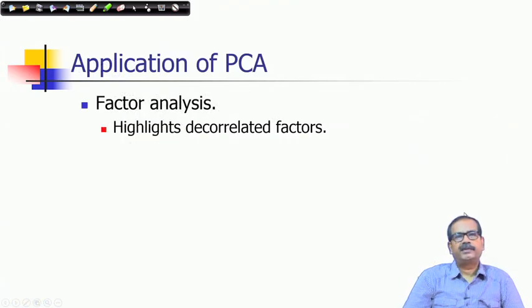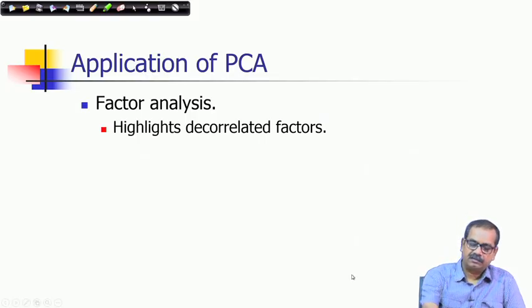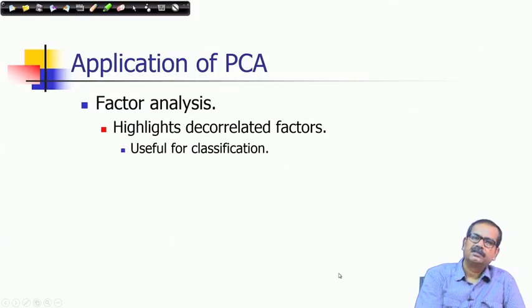The third application of PCA could be factor analysis, and it highlights these decorrelated factors. So, you can find out the factors related to that. Even in the color components I have shown, it is trying to find those factors, the intensity factors, chroma factors, and this factor analysis is very useful for classification.